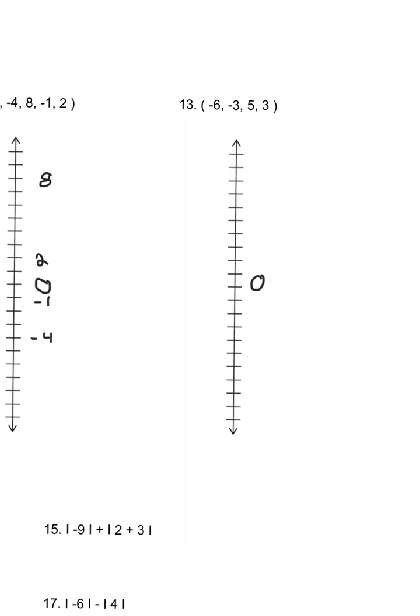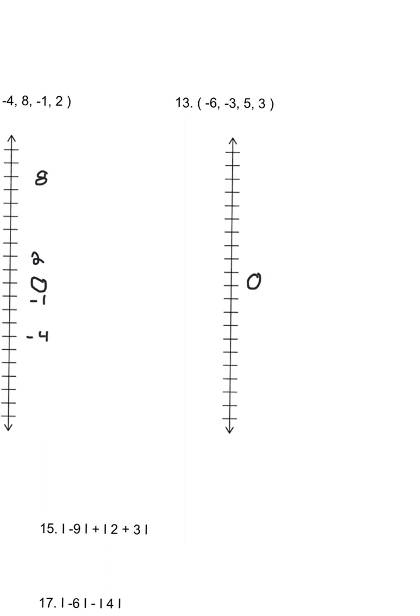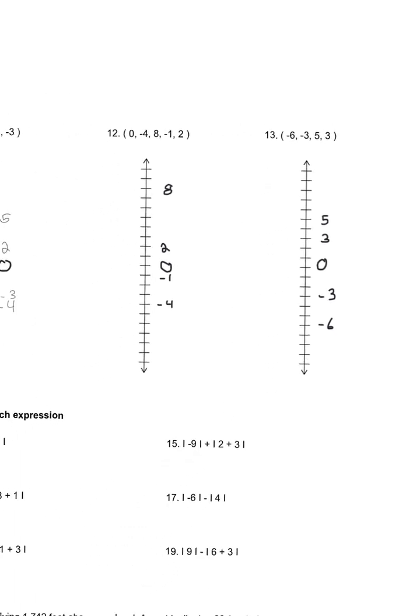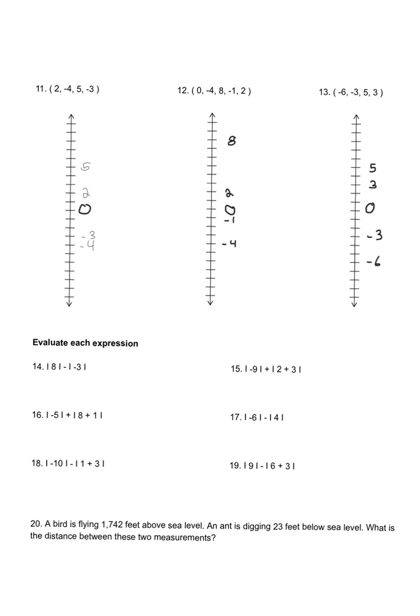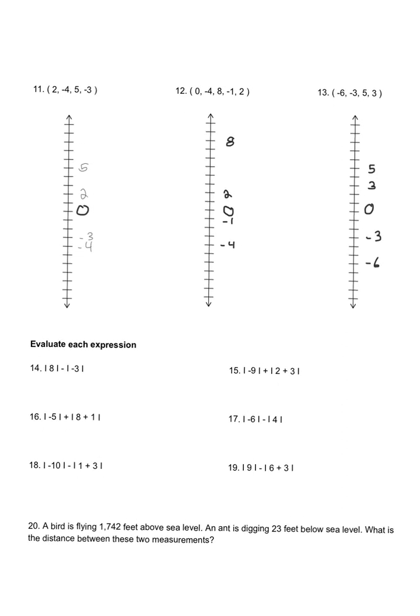For 13, we're looking at negative 6. Down here. And then go up 3 for negative 3. Going up top for number 5. And down 2 for 3. So taking a look at our vertical number lines, the positives are up, negatives are down.